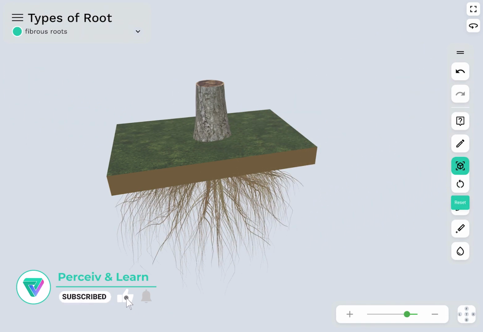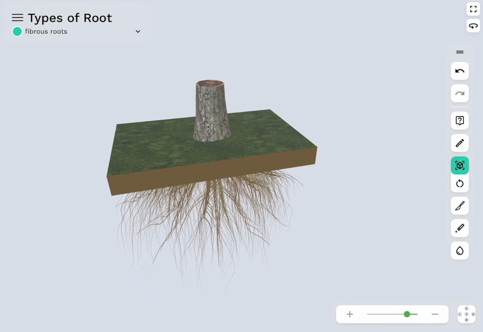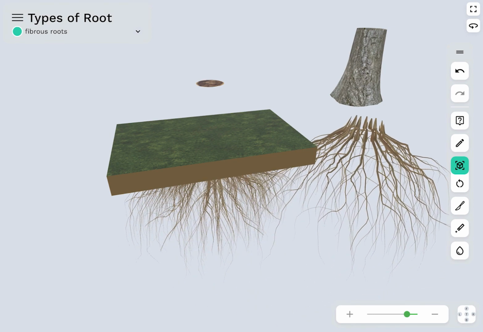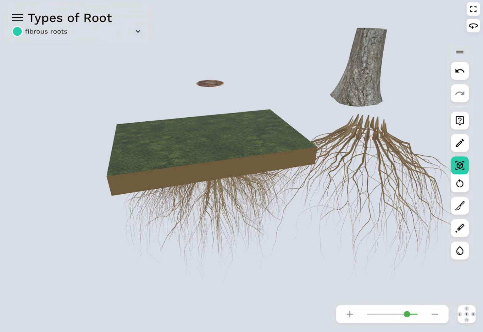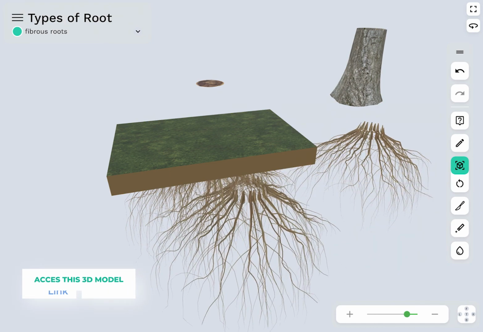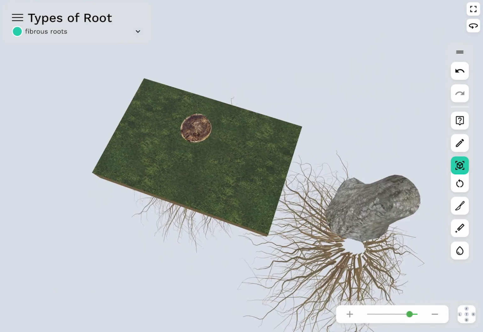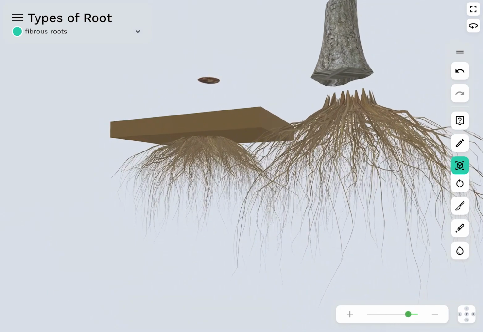Basically, this portion consists of the stem part and this portion consists of the root part. You can see how these roots have so much fine branching present over here. So this is about the fibrous root system. Now we will talk a little bit in detail about the definition and all.